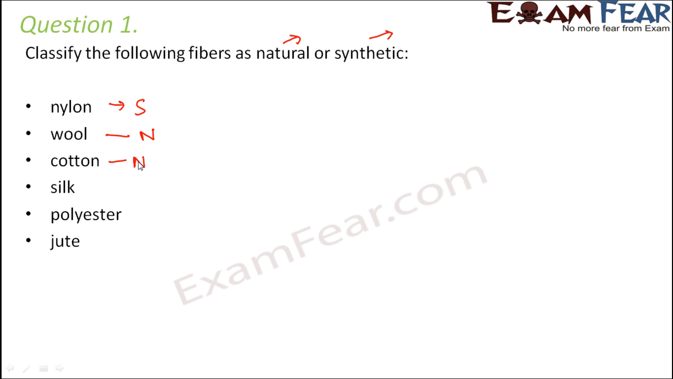Cotton is again a natural fiber which is obtained from the cotton plant. Silk is again a natural fiber which is obtained from the silkworms. Polyester is a synthetic fiber. Jute is again a natural fiber which is obtained from the jute plant.